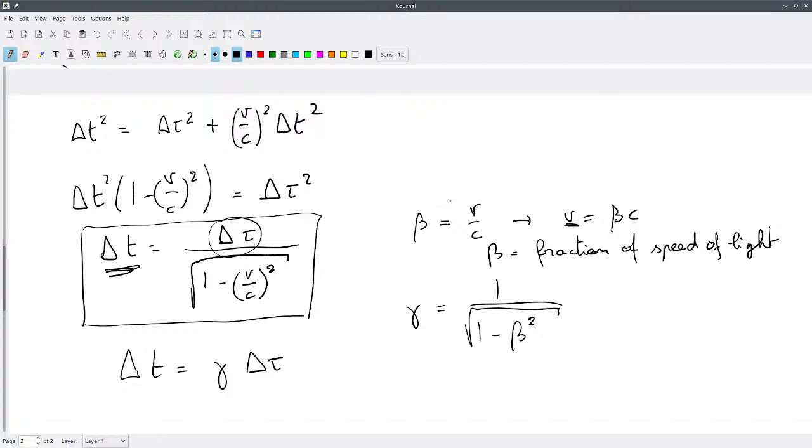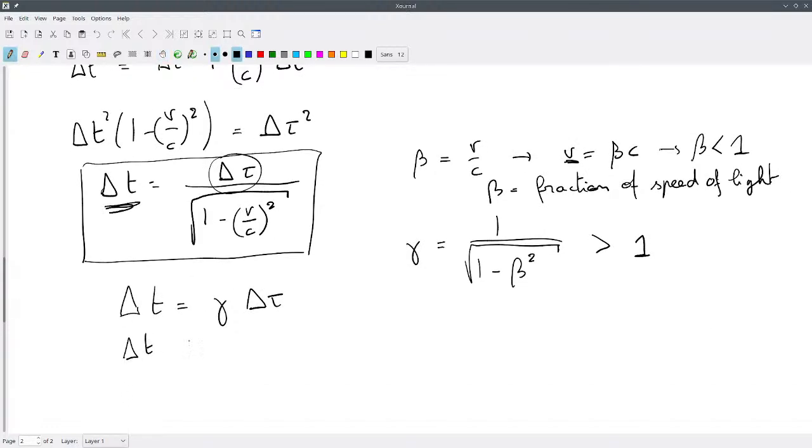So beta is going to be less than 1. Beta is less than 1 for speeds below the speed of light. And that means that gamma will be greater than 1. So that also means that delta t is going to be greater than delta tau.